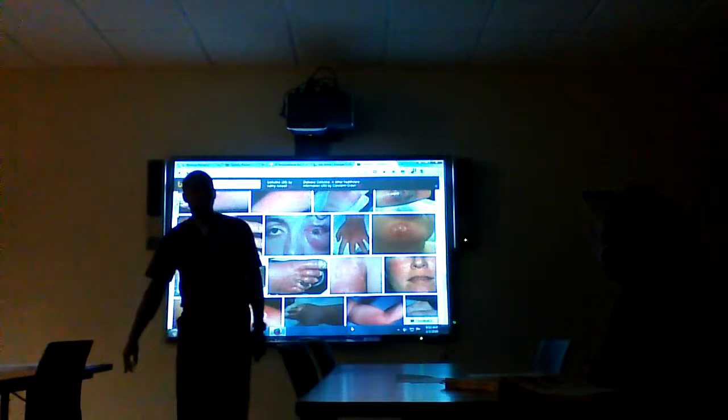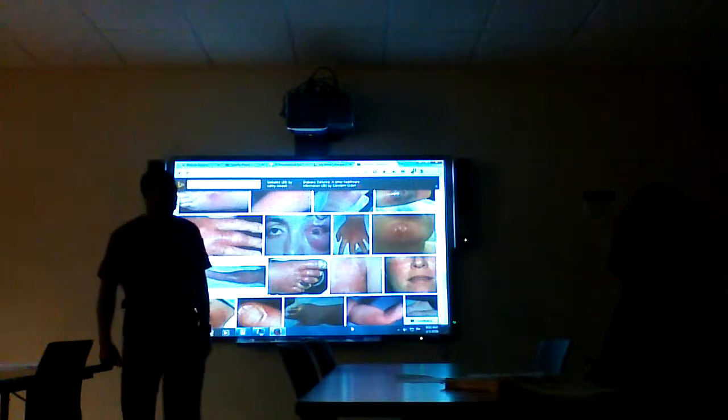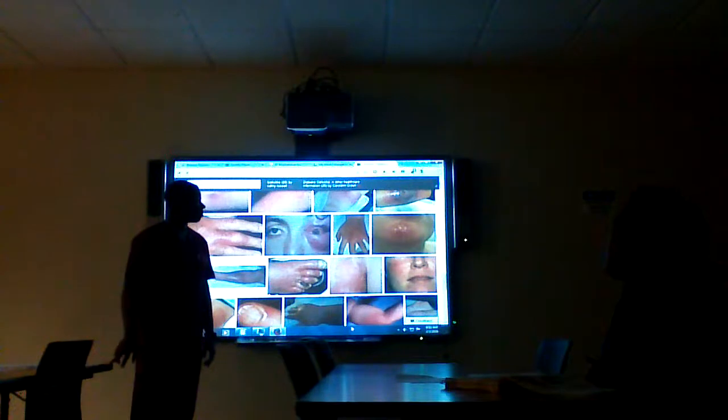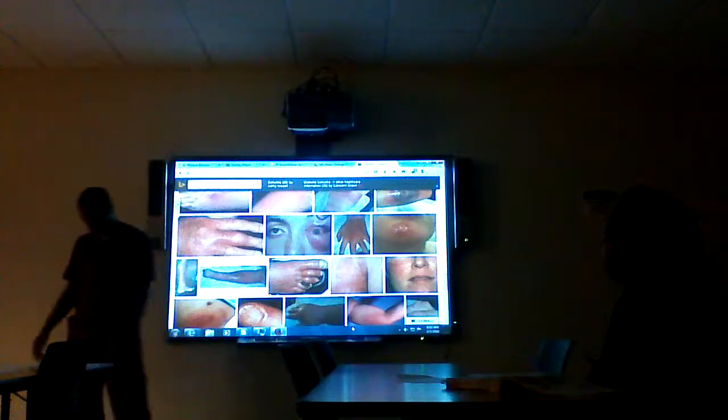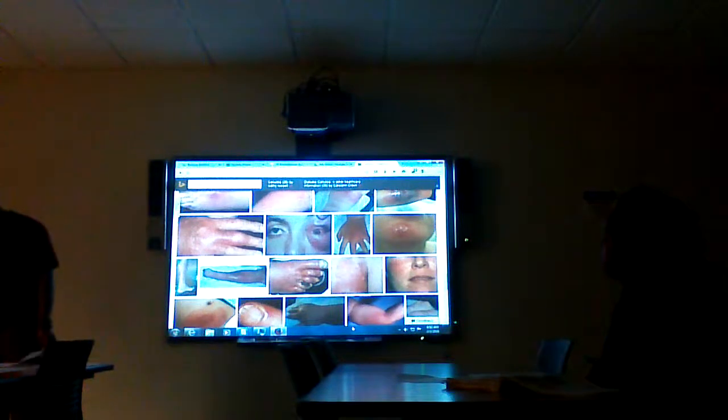That's nasty. It's not going to hurt that much. But anyway, that's cellulitis. Acute, diffuse spreading.